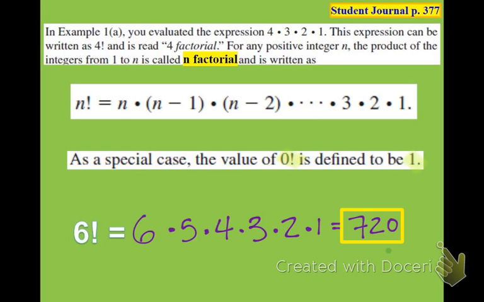It's one of the weird rules. Like when you see 5 raised to 0, what is that? 1. It's just a weird rule like that. Can I explain that to you? Not really. It's an odd rule. So anytime you see 0 factorial, that is 1.